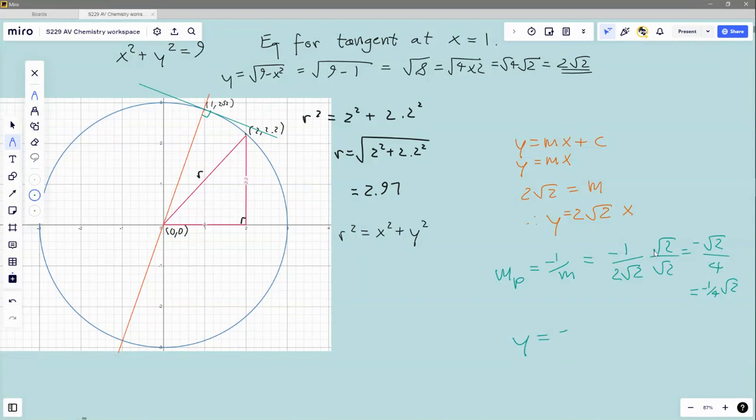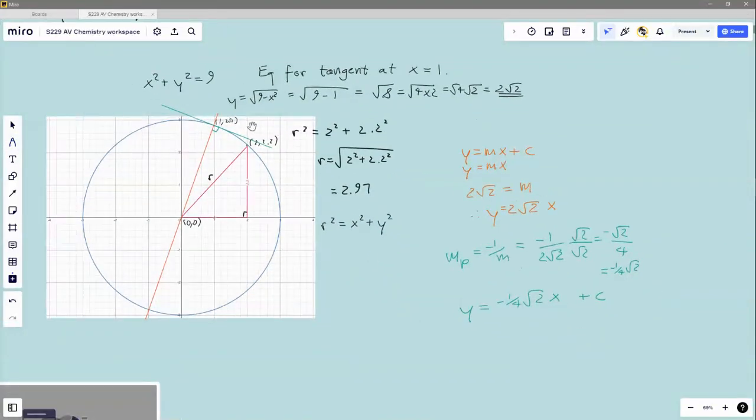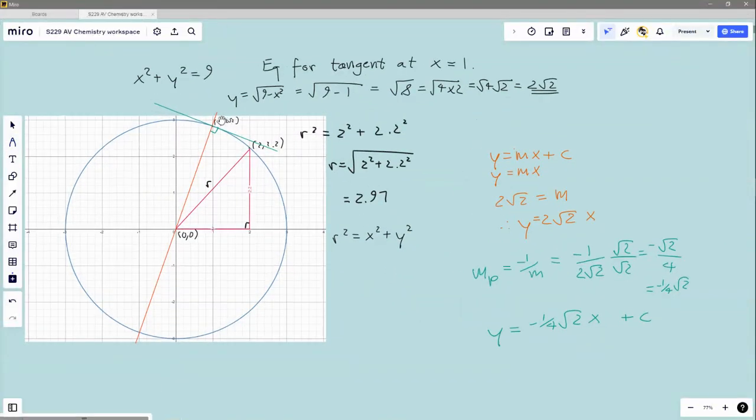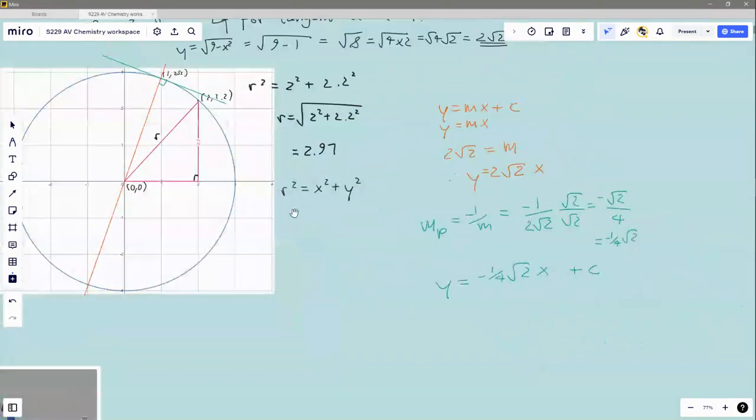So that means the equation for the line is going to be y is equal to negative 1/4 root 2 multiplied by x plus c. We do have a c value here because it's not going through the origin. So we need to now work out the c value. How would we do that? Well, we have the coordinate, remember, which we used to work out the equation for the orange line. We can do the same to finish working out the equation for the tangent.